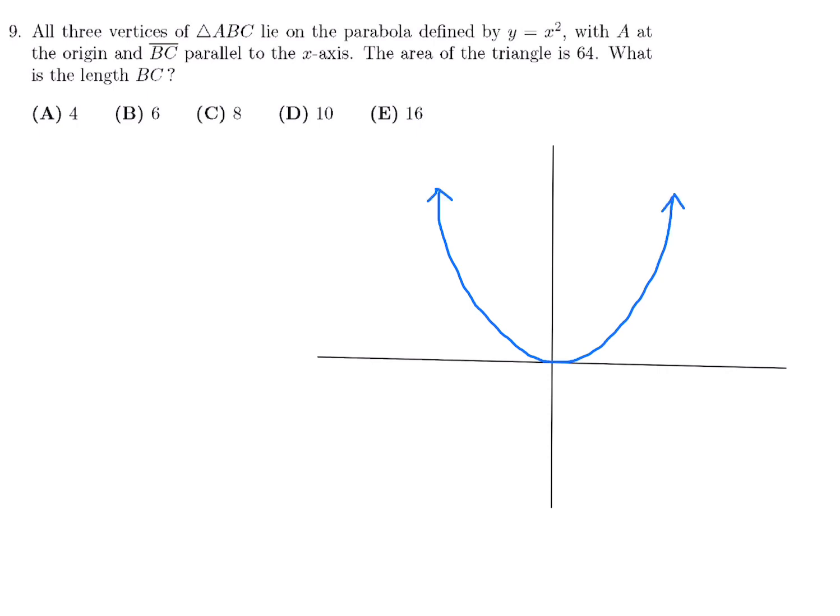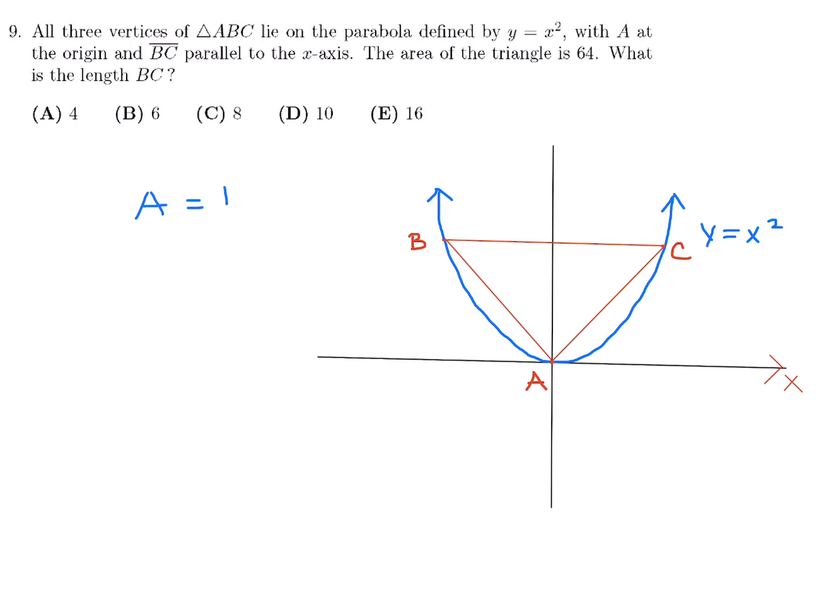So this is my graph, y is equal to x squared. And they tell me the origin is where we have A, and then B and C are here and here. So let's draw our triangle. Obviously that's parallel to the x-axis, which is right here. And then, of course, I've got to join those two. And now they have told me that the area of that triangle is 64.